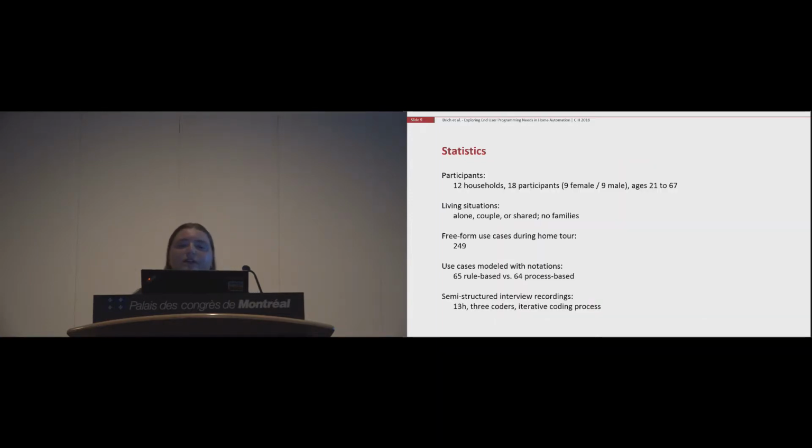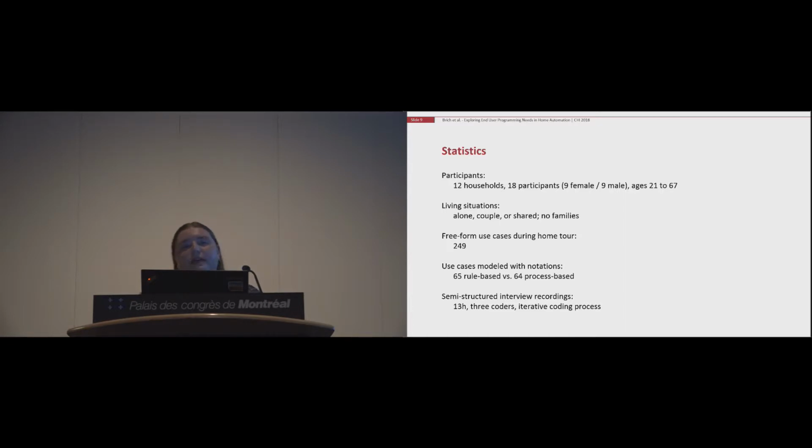Regarding the meat and bones of our study, we had 12 households with 18 participants, where the ages ranged from 21 to 67, but of course the participants were heavily skewed, as always, to the 20 and 30-somethings. Participants lived either alone, as a couple, or in shared living situations, and we would have liked to include family households, but we couldn't since none volunteered to participate in our study. Overall, participants were pre-selected from a bigger recruitment pool, so we could make sure that the groups for the two notations were balanced with regard to several characteristics.